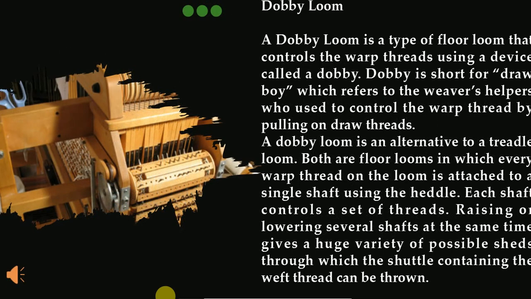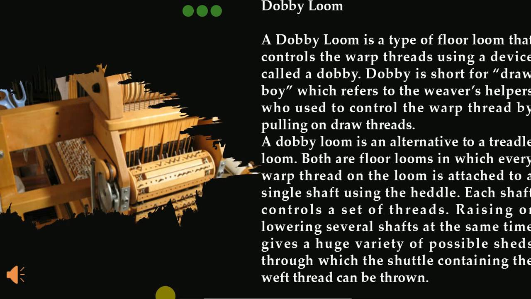Dobby loom. A dobby loom is a type of floor loom that controls the warp threads using a device called a dobby. Dobby is short for drawboy, which refers to the weaver's helpers who used to control the warp thread by pulling on draw threads. A dobby loom is an alternative to a treadle loom.